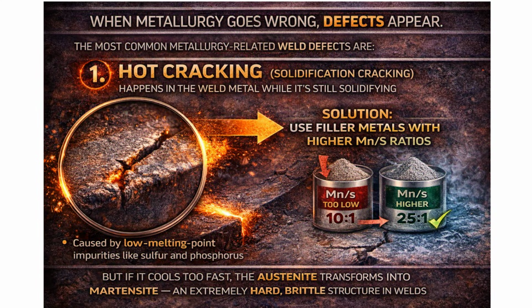When metallurgy goes wrong, defects appear. The most common metallurgy-related weld defects are: first, hot cracking, or solidification cracking, which happens in the weld metal while it's still solidifying. Caused by low melting point impurities like sulfur and phosphorus. Solution: use filler metals with higher manganese-silicon ratios.